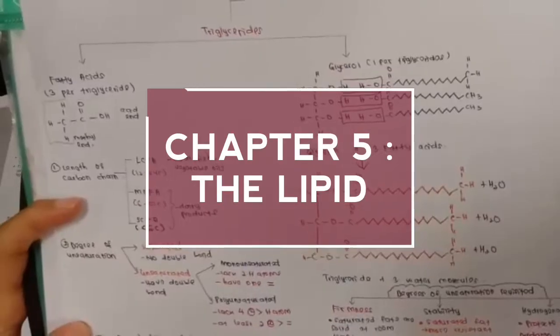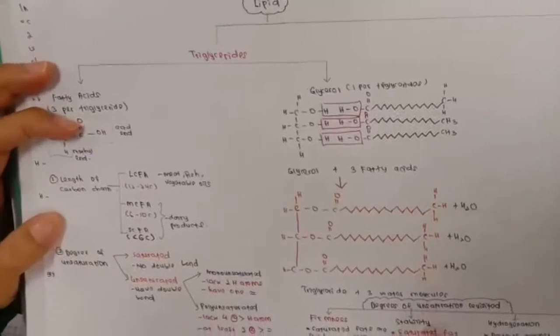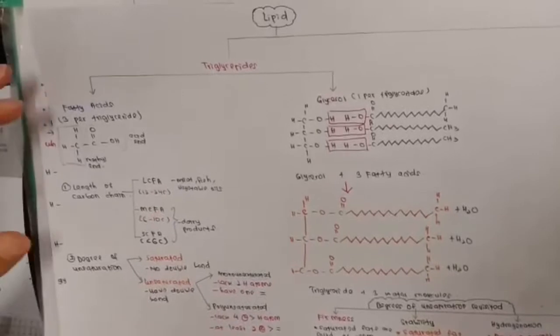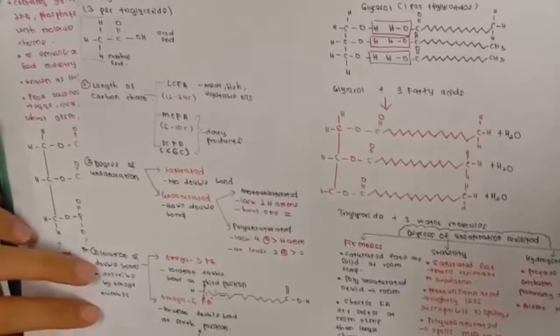We learn about lipids. Lipids have three types, which are triglycerides, phospholipids, and sterols. For the triglyceride, a triglyceride is made up of one glycerol and 3 fatty acids. For fatty acids, it depends on the length of the carbon chain, the degree of unsaturation, and the location of double bonds.